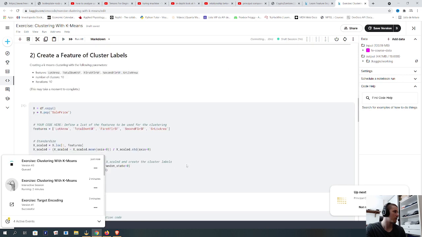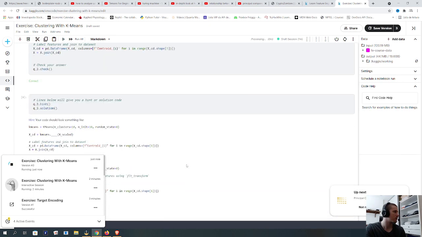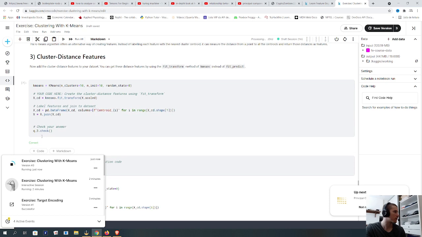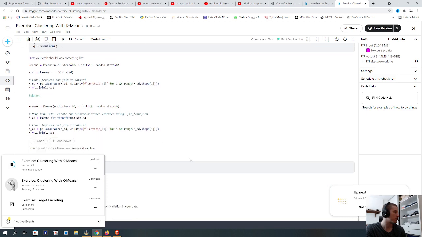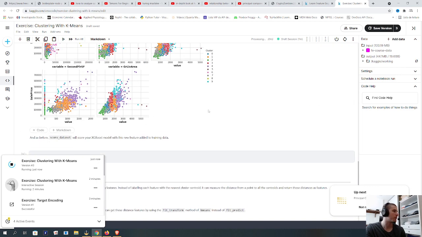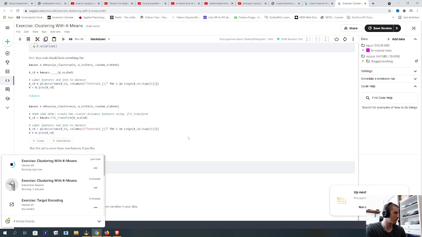I'm not sure if it worked. No, now it's showing correct. So it was probably a problem. Maybe I didn't run the previous cells correctly. That's why it wasn't working there.